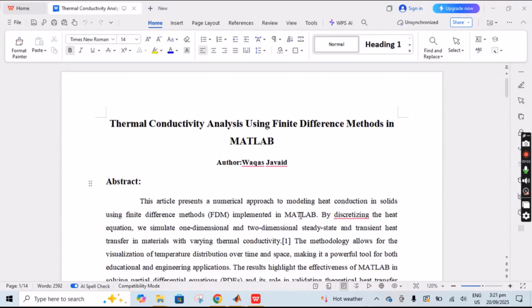Related to thermal conductivity analysis using the finite difference method in MATLAB. Basically, in this project we have developed the modeling of heat conduction in solids, implementing finite difference methods in MATLAB, and we have used the complete discretization equations with the simulation of one-dimensional and two-dimensional steady state and transient heat transfer in materials with varying thermal conductivity.